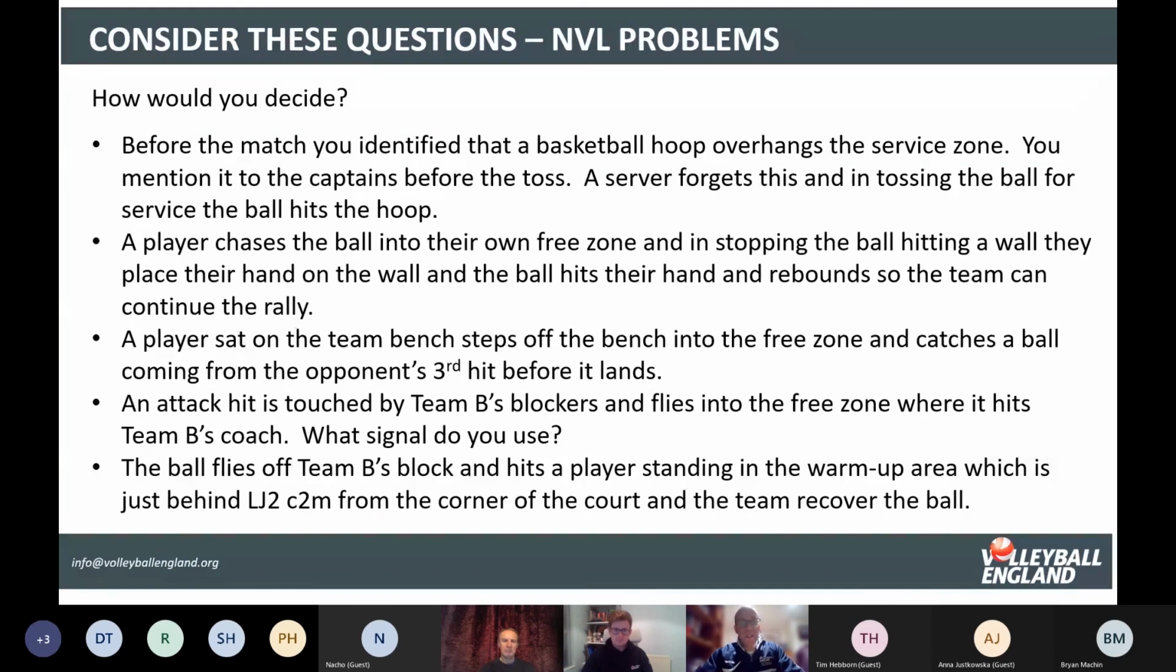Okay, so time for some questions for you now, based on these rules. So you're doing your pre-match checks and you've identified that a basketball hoop overhangs the service zone. You mention it to the captains before the toss. A server forgets this, and in tossing the ball for service, the ball hits the hoop. What do you do?